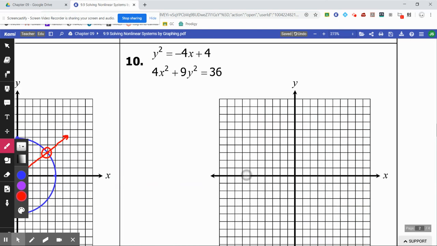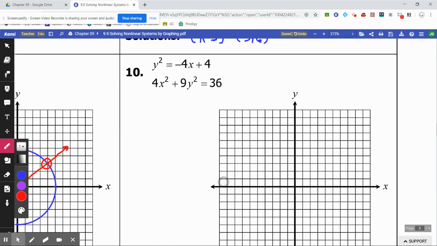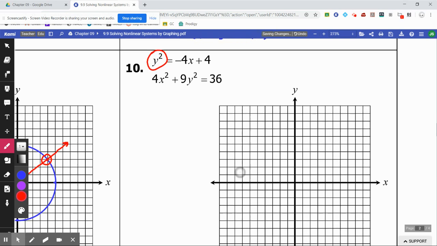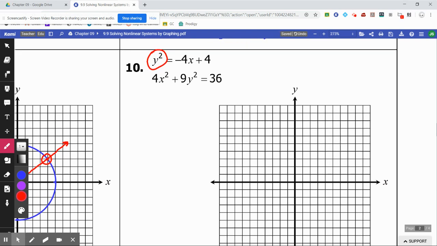Next problem, number 10. We have a parabola, but what's different about this parabola? It's a y squared parabola. So this is going to be a sideways parabola. It's going to flip either left or right. And the way we're going to graph this, you could either get it in the other form, the transformation form, or you could just do a table of values as it is. So I'm going to do a little bit of both.